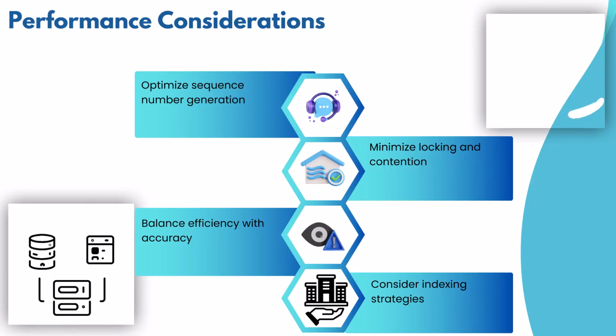And performance matters. Nobody wants a sluggish system, right? Optimizing sequence number generation helps keep things snappy. Think of it as tuning a race car. Reduce locking issues, because database bottlenecks are as bad as traffic jams. Balance efficiency and accuracy, no shortcuts but no unnecessary slowdowns either. And indexing. That's like a well-organized bookshelf, everything is easier to find.